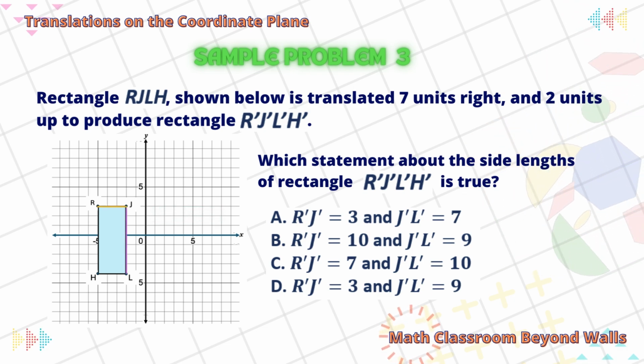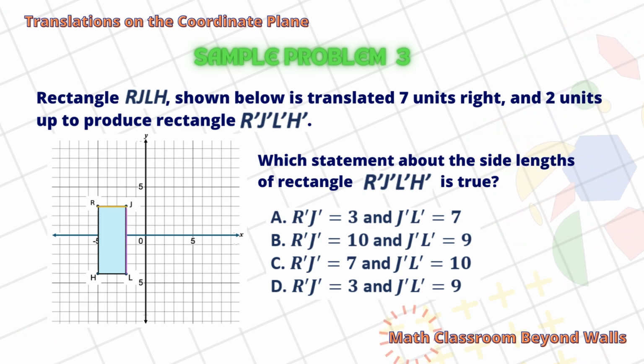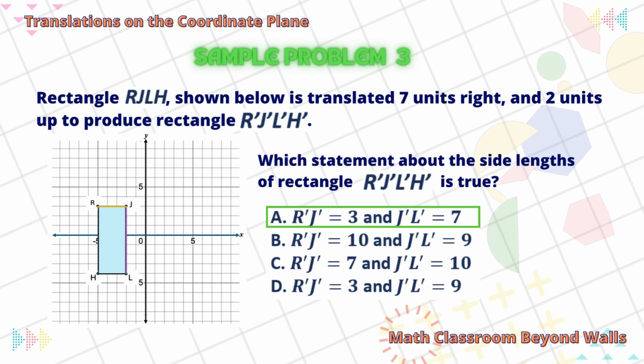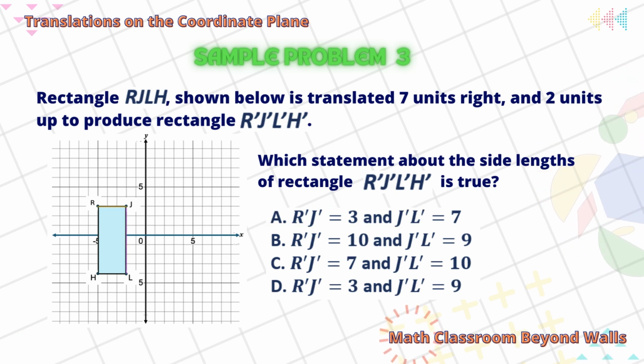There you are, learners. We can now determine which statement is true about the side lengths of rectangle R prime, J prime, L prime, H prime. Let us look at option A. The length of R prime, J prime is 3, and the length of J prime, L prime is 7. Is this statement about the side lengths of rectangle R prime, J prime, L prime, H prime true? Yes, it is true.